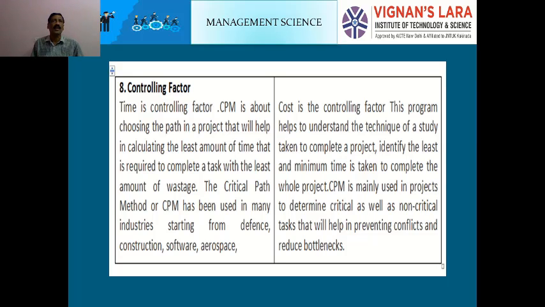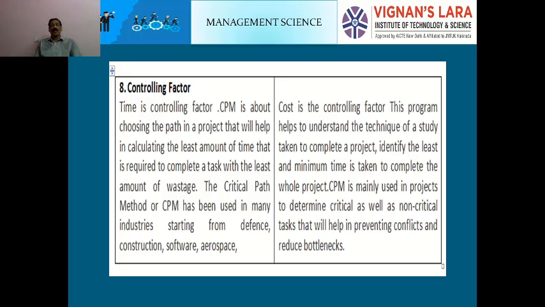Time is the controlling factor. That is, estimated time equals optimistic time plus 4 times the most likely time plus pessimistic time, divided by 6. This is a formula which can be used to determine the time. Here, time is a central concept. CPM is about choosing the path in a project, and it helps in calculating the least amount of time that is required to complete a task with the least amount of wastage.